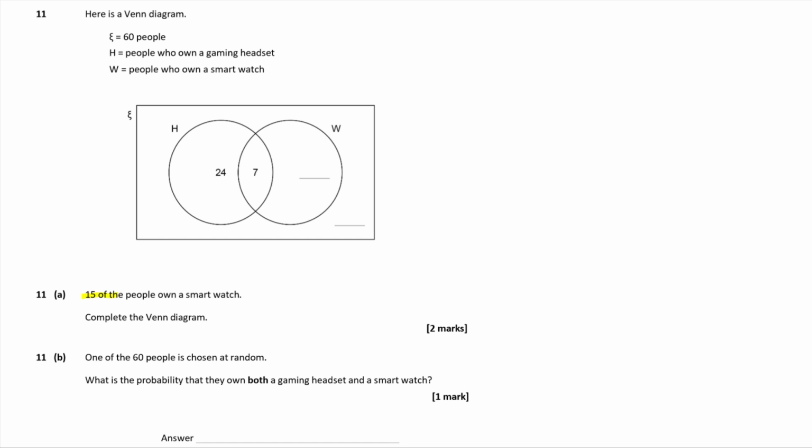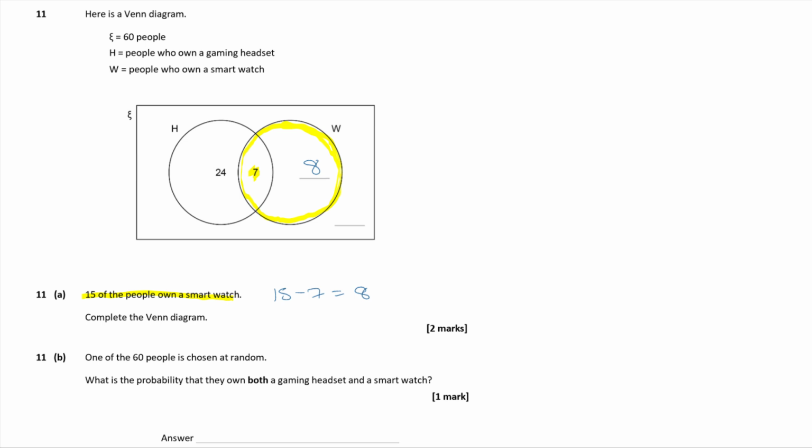Okay, so 15 of the people own a smartwatch. So 15 is the number of people inside this circle. However, we've already accounted for some of those, haven't we? We've accounted for 7 of them. So what's left in the other side is 15 minus 7, that's 8. So there are going to be 8 people who own a smartwatch only. So adding the 7, that's going to give me the 15 who own a watch overall.